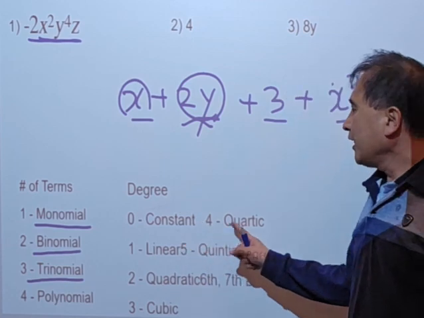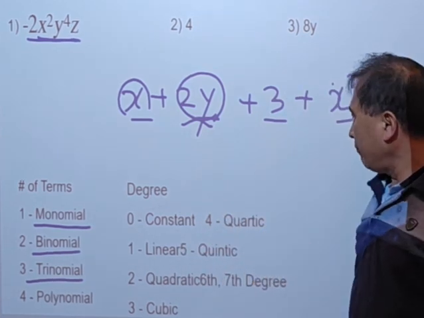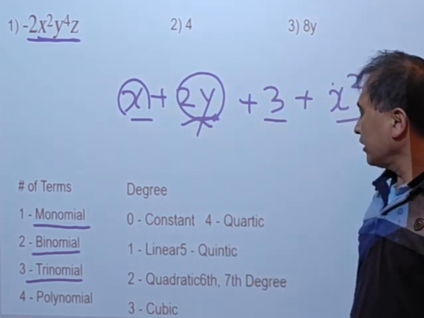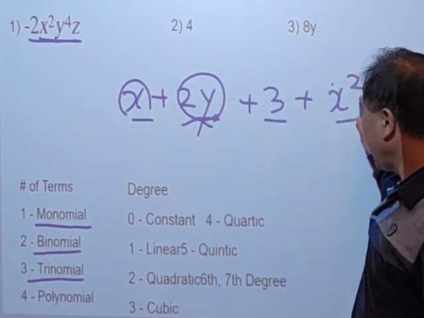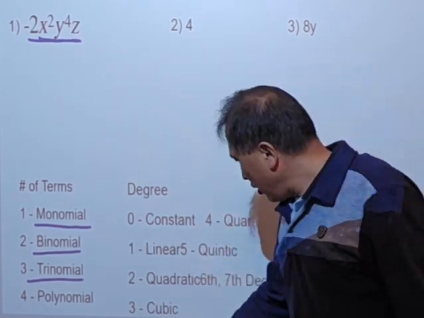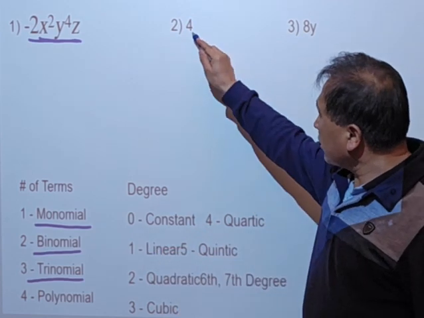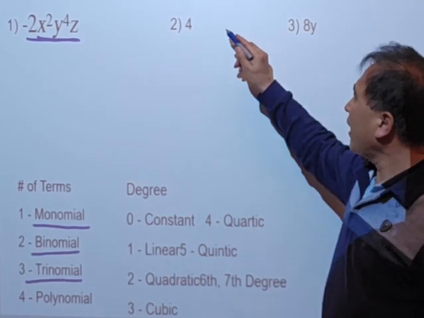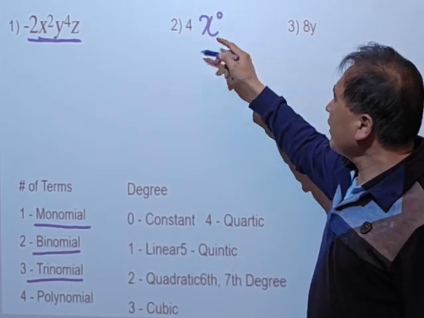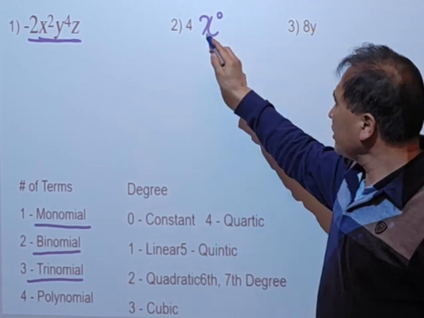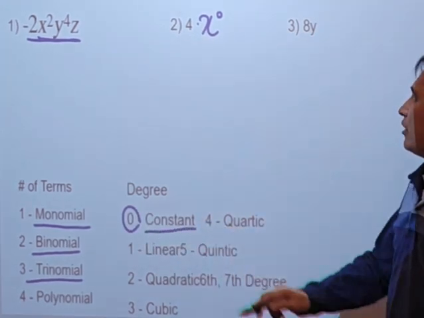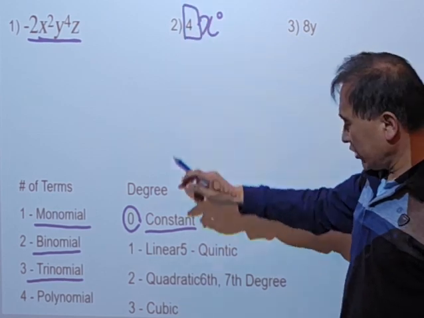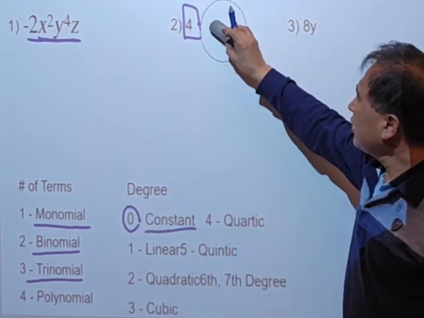And then the degree: how many variables are multiplied in a term, that's the degree. So if there is nothing, you can think of any variable to the power 0. Anything to the 0 power is 1, right? So the degree is 0. Degree 0, we call it a constant. You're just going to see a number only, so we call it a constant.